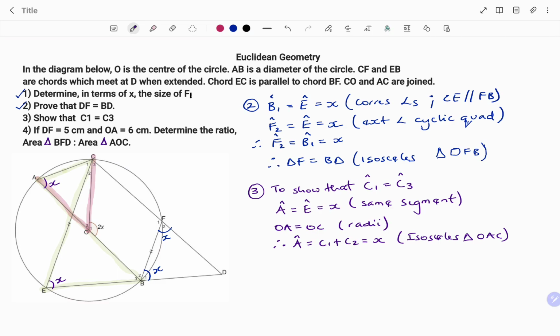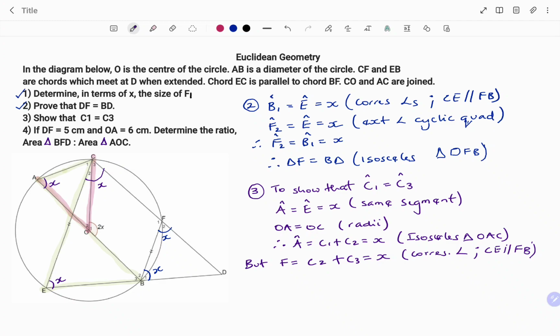But note that angles C2 plus C3 is also equal to angle F, which is x. I'm going to state that. Angle F is also equal to C2 plus C3, and that's equal to x. We have that as a corresponding angle because it's been given in the diagram that the line CE is parallel to the line FB.